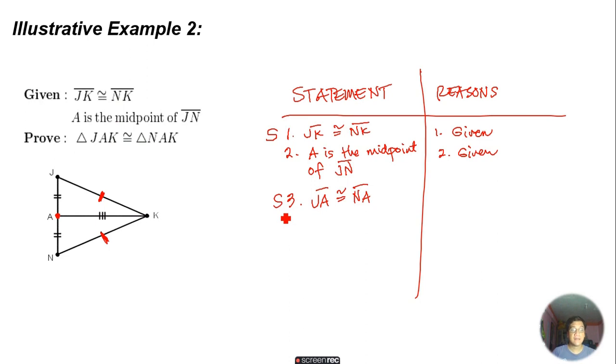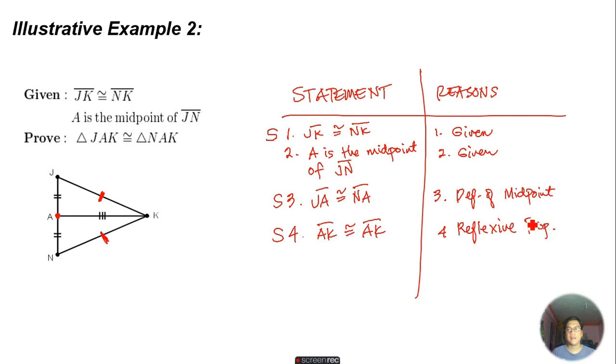Now, I can see another side that is congruent. This side is already congruent by the reflexive property. So, I am going to get that side AK is congruent to side AK. What is the reason? So, number 3, the reason here is the definition of midpoint. Number 4, this is also a side, so the reason is the reflexive property.